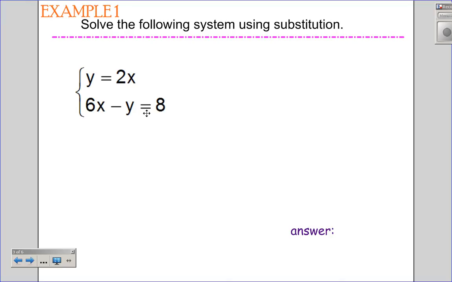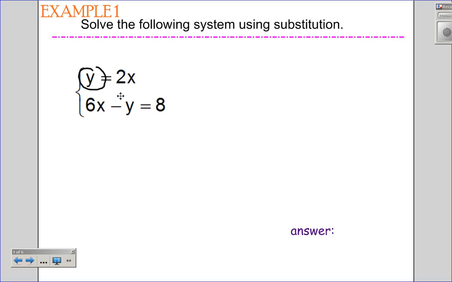Example 1, we're going to solve the following system using substitution. We notice right away that this first equation is written for one of the variables. It's written as y equals 2x. Now I could graph these. I could rewrite this in slope-intercept form and graph them. If you're comfortable doing that, or you have graph paper and want to do it that way, you can. But we're going to solve by using substitution today.